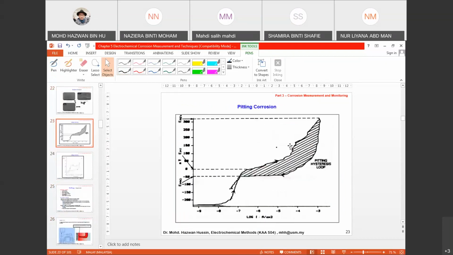Just a few slides before we end the lesson for today. This is basically another thing that we can do with potentiodynamic polarization. The method is known as the cyclic polarization method. It's not like cyclic voltammetry. In this case, the aim of cyclic polarization is to determine pitting corrosion.